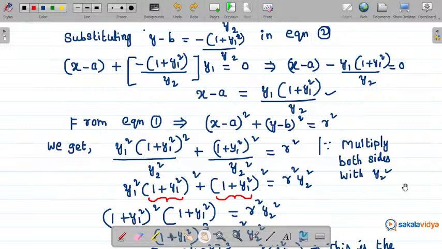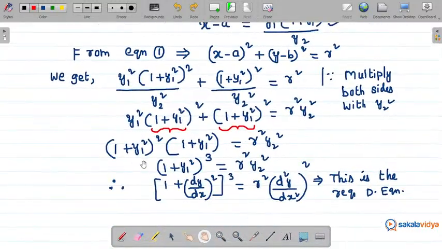Multiply both sides with y2 square. So this y2 square will be eliminated and you will be getting r square into y2 square. Now (1 plus y1 square) whole square is taken common out. If you take common out, (1 plus y1 square) whole square into (1 plus y1 square) is equal to r square y2 square. So (1 plus y1 square) whole square into (1 plus y1 square) means (1 plus y1 square) whole cube is equal to r square y2 square. Okay.